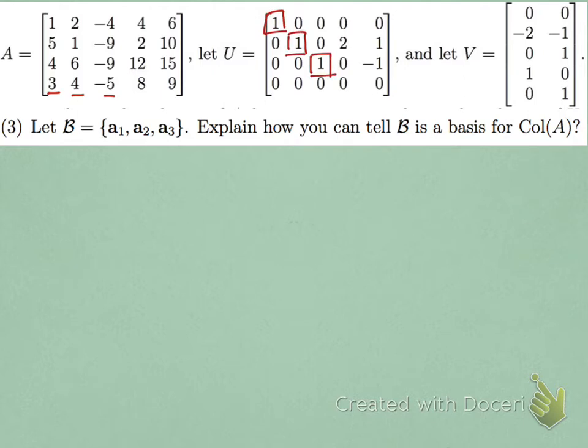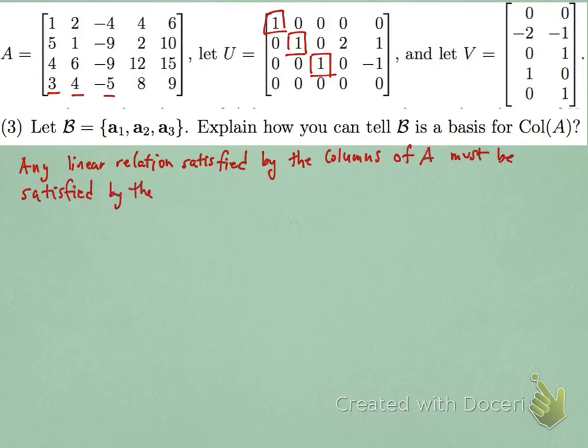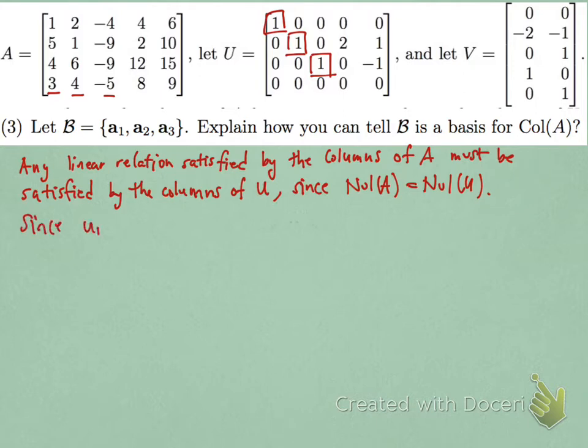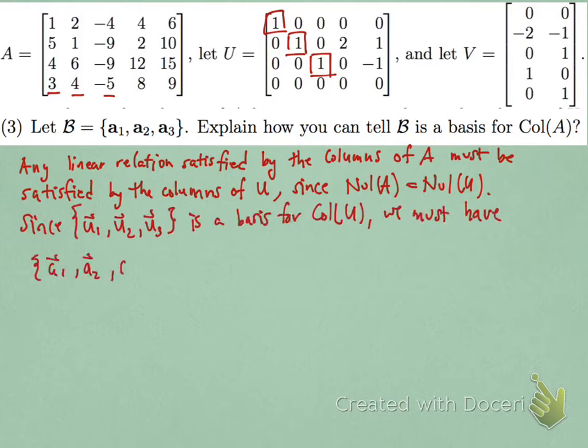So we have these pivot positions in columns 1, 2, and 3. And any linear relationship satisfied by the columns of U has to also be satisfied by the columns of A, and vice versa. The reason for this is the null space of A and the null space of U are exactly the same space. So any relationship satisfied by the columns of one matrix is going to be satisfied by the columns of the other. Since U1, U2, U3, the first 3 columns of U, are a basis for the column space of U by inspection, we see that A1, A2, A3 has to be a basis for the column space of A.